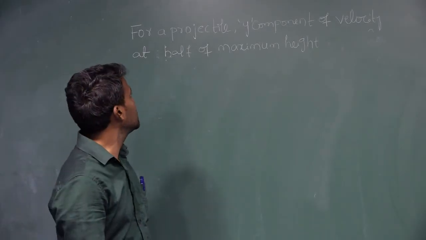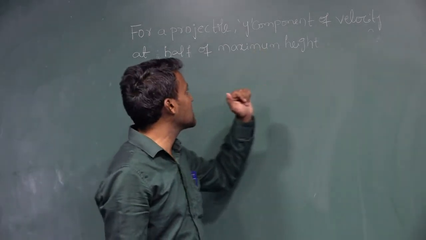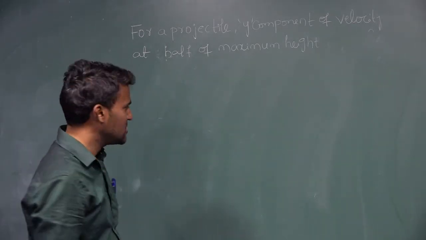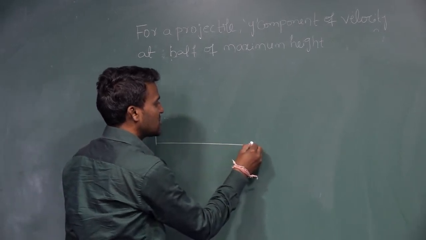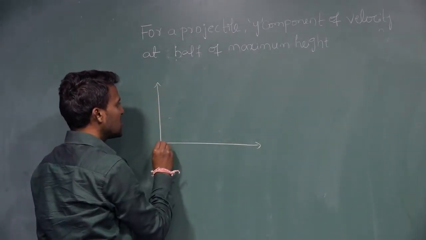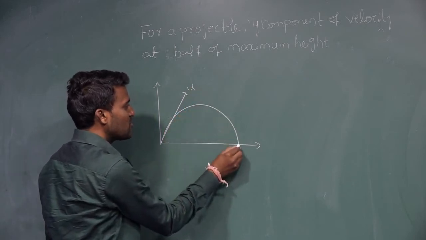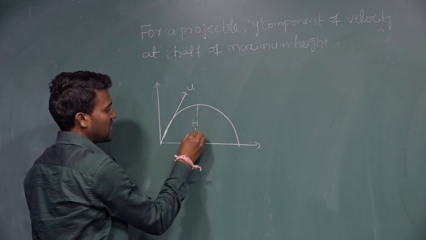Students, for a projectile, we have to find the y component of the velocity at half of the maximum height. See here, we know the maximum height equation. When an object is projected with a velocity u, it reaches the maximum height. This is the maximum height we are writing.